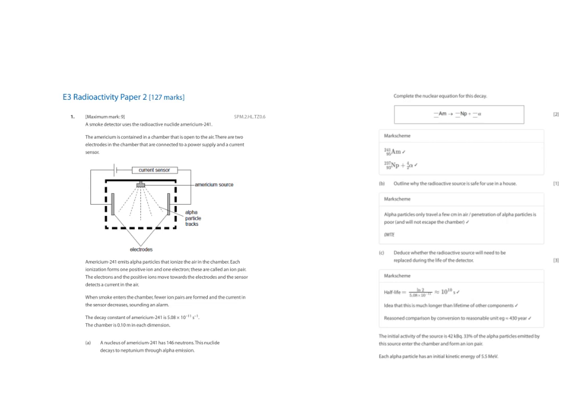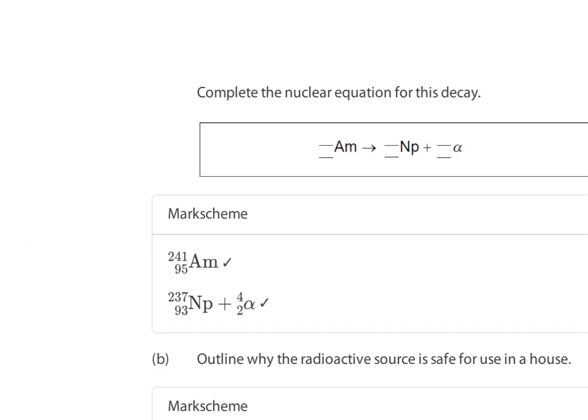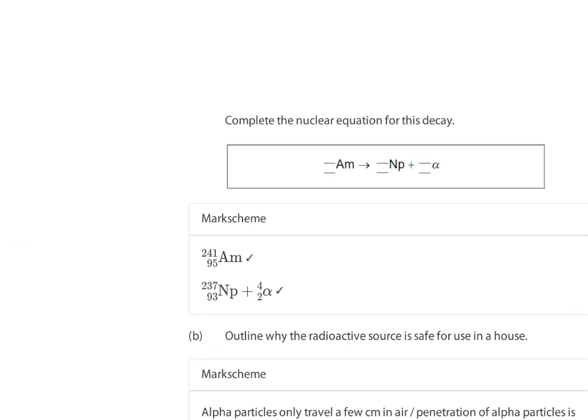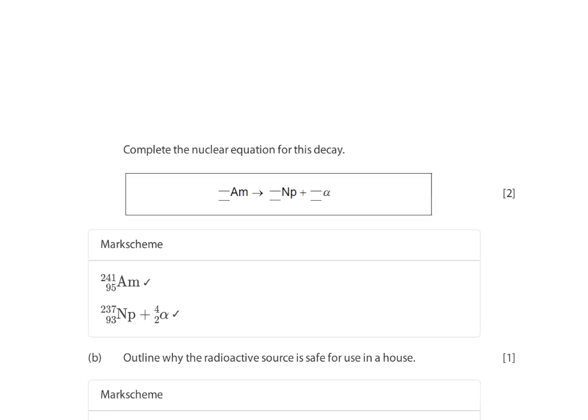So 1A says the nucleus of americium-241 has 146 neutrons. This nuclide decays to neptunium through alpha emission. And then it says complete this nuclear equation for the decay. Well, you should first of all know that an alpha particle has 2 neutrons and 2 protons. So that gives a nucleon count of 4.